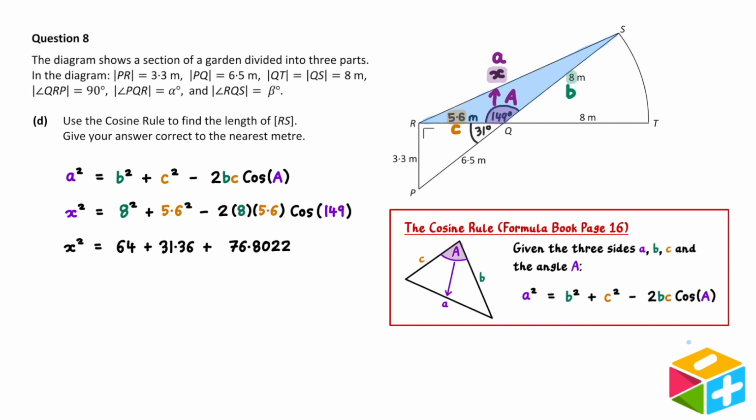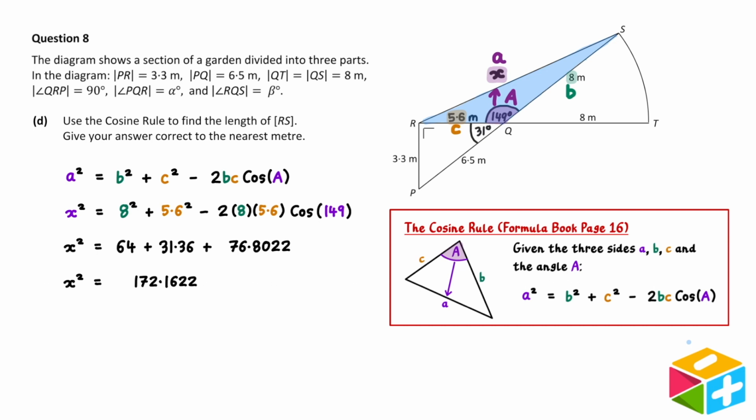From here we can simplify. 8 squared is 64, 5.6 squared is 31.36, and, using our calculator, minus 2 times 8 times 5.6 times cosine of 149 comes out as plus 76.8022. Adding up the numbers on the right hand side gives us x squared is equal to 172.1622.